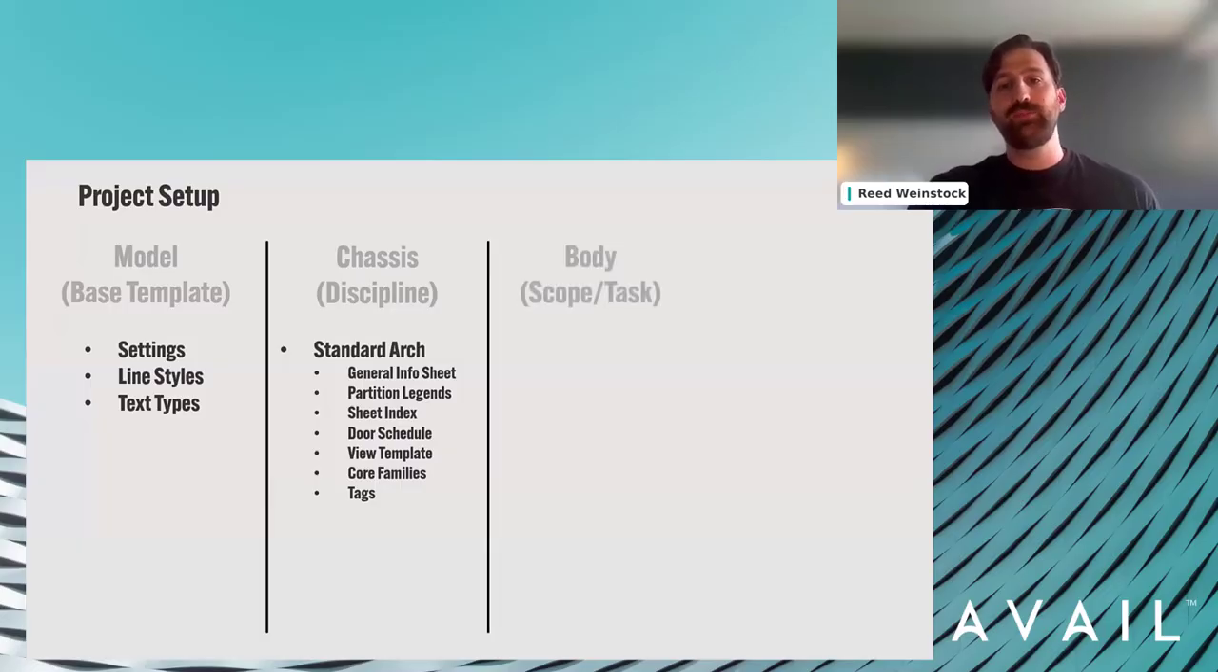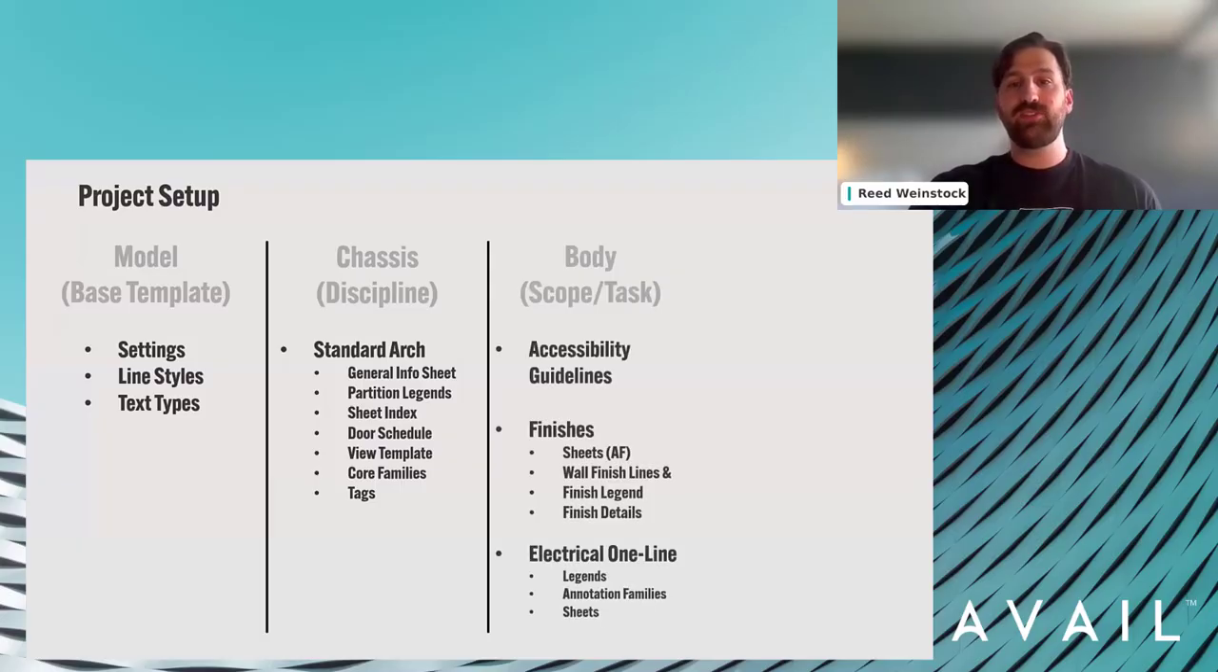But then you get into the body, what we call the scope or task. So you may have finishes or an electrical one line diagram or accessibility guidelines. These are specific scope that could be unique to a project, or a specific task. You may not need to document your finishes right away, but when your project team gets to that point, that individual can load that palette in.